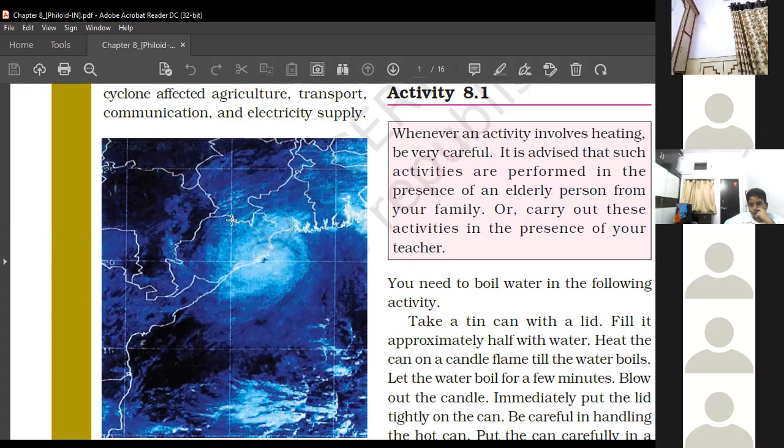Have you heard any cyclone news in India recently? Yes, sir, like Andhra Pradesh. Months back there was a cyclone in Odisha. Goa also, sir.